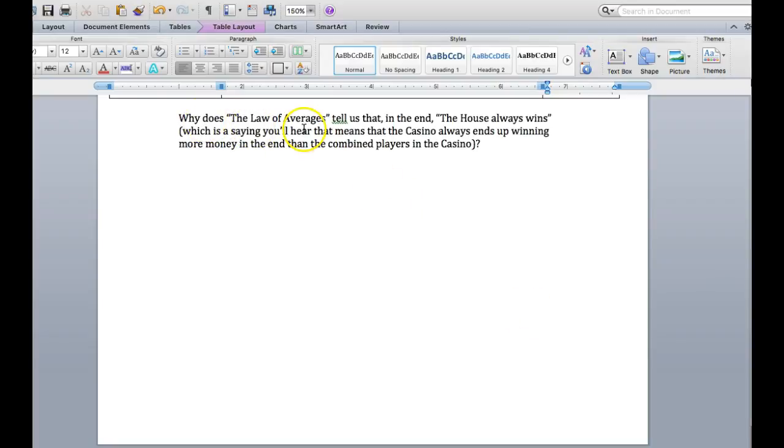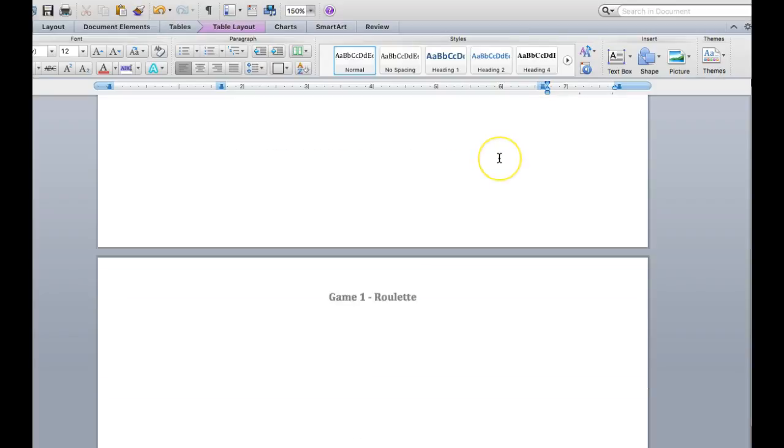Lastly, why does the law of averages tell us that the house always wins? It's a saying you'll hear that means the casino always ends up winning more money in the end than the combined players at the casino. So there's a lot of people playing, and they play all day. There's a lot of trials. Compare your probability of winning with the payout odds and help explain why that means that the casino is always going to win here.